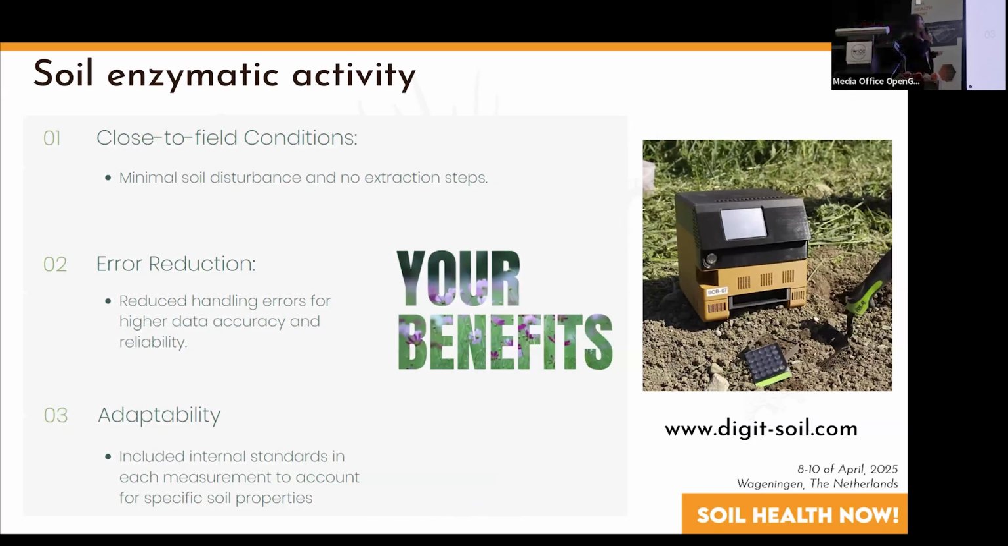There are benefits to this method because it's easy to use, and it has minimum disturbance of the soil. There is also error reduction, and the method is good because it can be adaptable to specific soil properties.